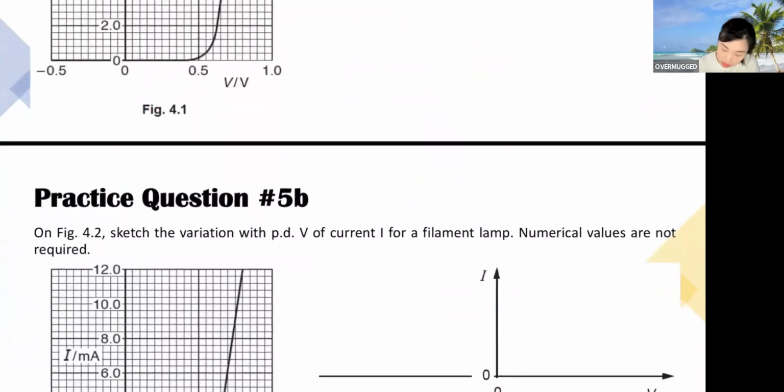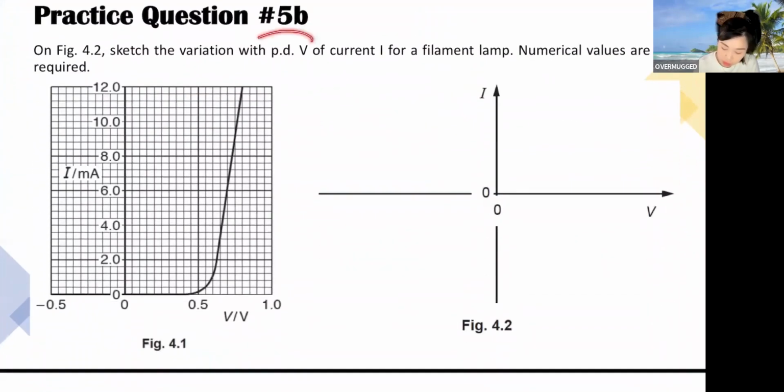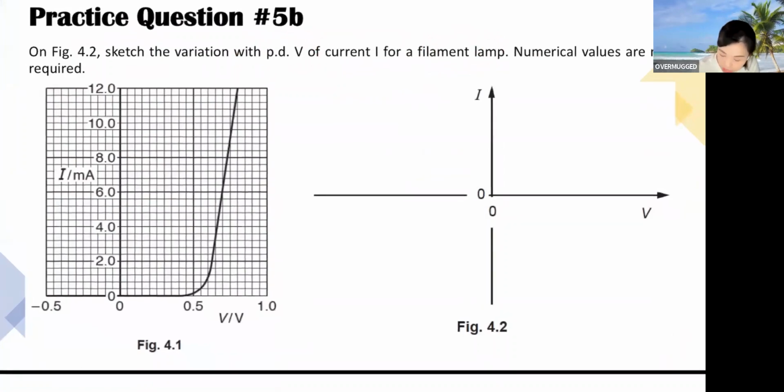Okay, next one. Now sketch the variation of a potential difference with current for a filament lamp. Filament lamp, you need to remember that the resistance will keep on increasing at high voltage because of the increase in temperature inside your filament lamp. Because there's an increase in temperature, higher resistance, so the current that can flow through will decrease. So that's why the current will approach sort of like a plateau at the end. So that's for filament lamp.